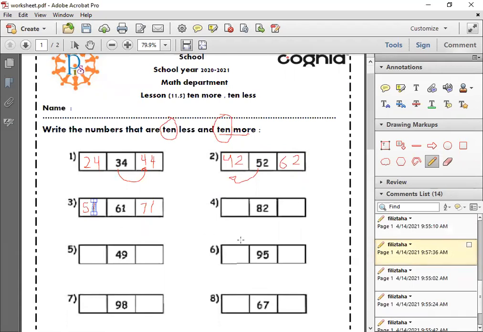Okay, grade 1? Now, 82. I want the number that is 10 more than 82. 10 more means I'm going to write the same ones, and I want to find 10 more than 80, which will be 90. Okay? Now, I want to know the number that is 10 less than 82. 10 less means the ones will be the same, and you're going to write the number that is 10 less than 8, or the number before 8, which is 7. See, the ones here are the same, but the tens is changing. Okay?